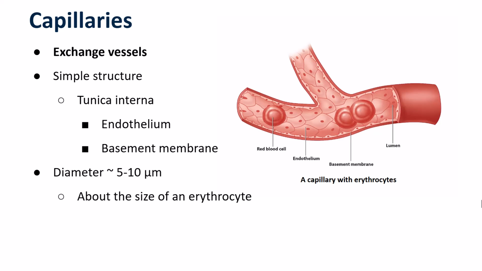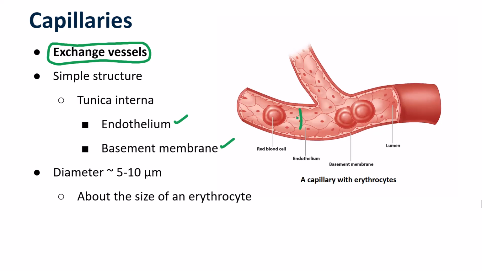Capillaries are thus exchange vessels, and they have a very simple structure. So think of an artery and strip away the tunica media and tunica externa and the elastic layer of the tunica interna. So you're left with just the tunica interna, the endothelial layer, and its basement membrane.